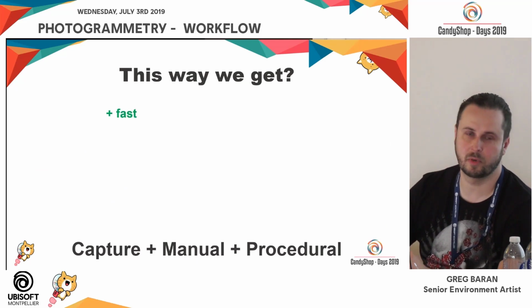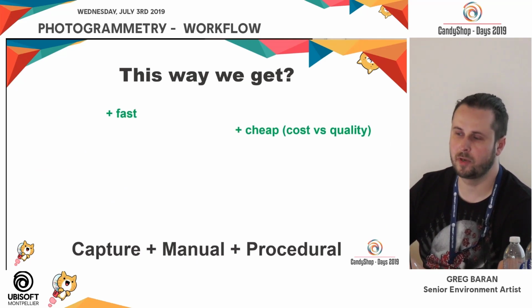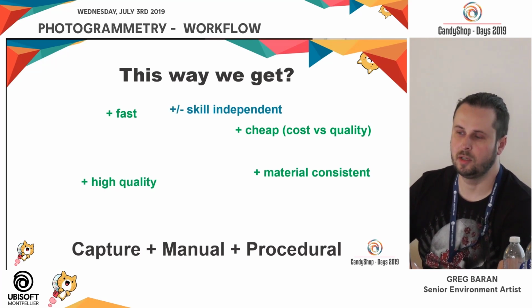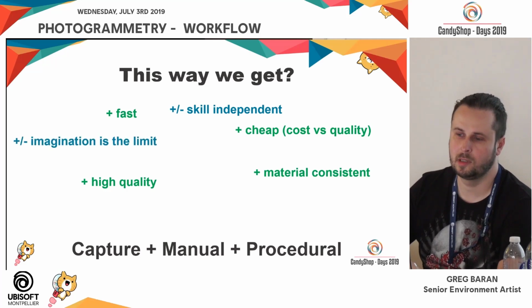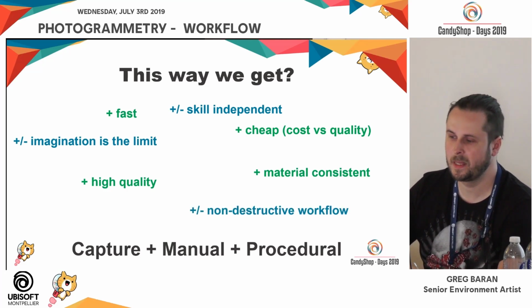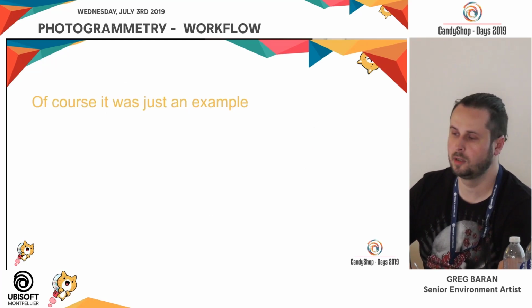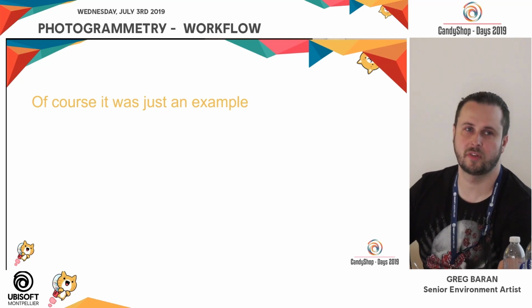So this way we get a super fast approach, very cheap material compared to the quality we get. We still get consistency and very high quality. It's average with skill dependency. We are still limited to reality, but we can push it a bit forward because we are sculpting something. And the workflow is non-destructive in this way. So it was just an example.